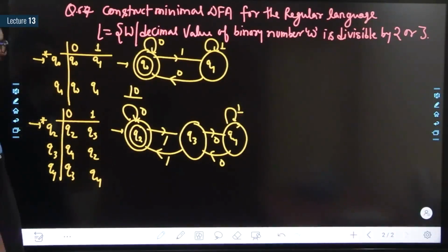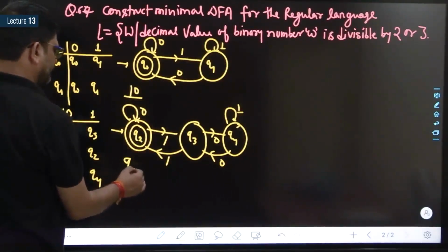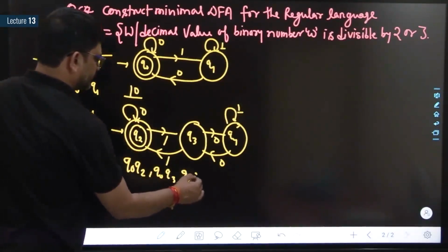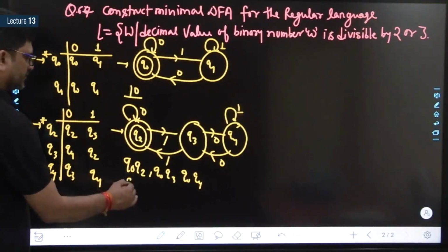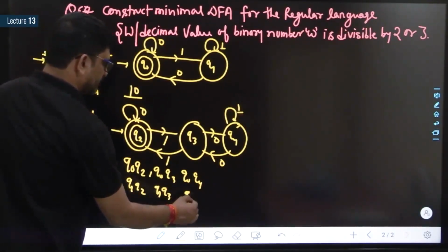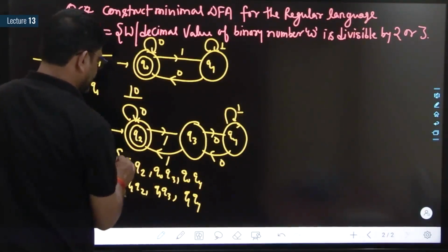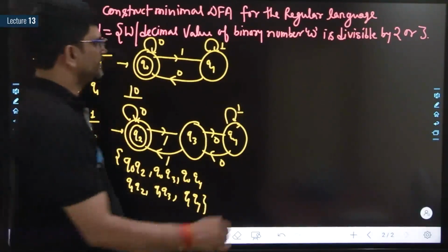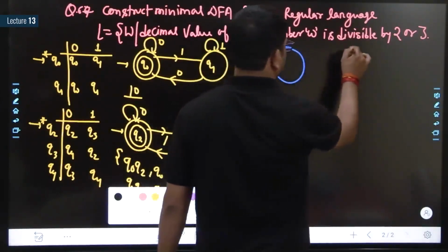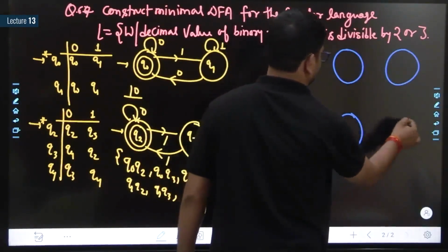How many states in total? 6. The states are Q0Q2, Q0Q3, Q0Q4, Q1Q2, Q1Q3, Q1Q4. These are the states for the final DFA, 6 states. 1, 2, 3, 4, 5, 6.